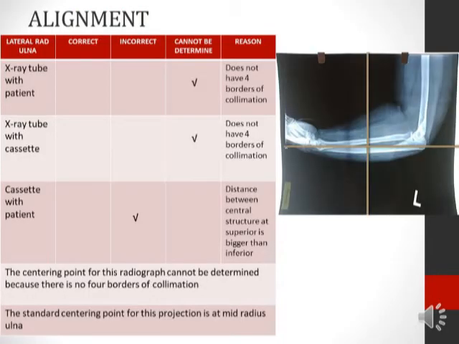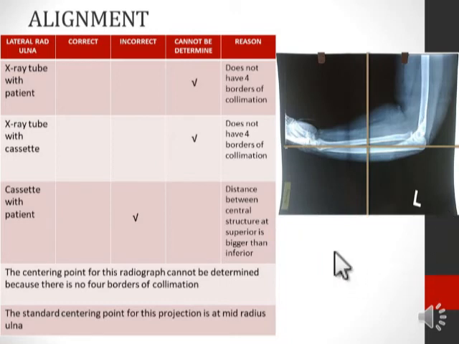So next is the alignment. So the alignment for X-ray tube with patient and X-ray tube with cassette cannot be determined because there is no evidence of four borders of collimation on the radiograph. Next is the alignment for cassette with patient. It is incorrect because the distance between central structure at superior border is bigger than inferior border. So the centering point for this radiograph cannot be determined because there is no four borders of collimation.